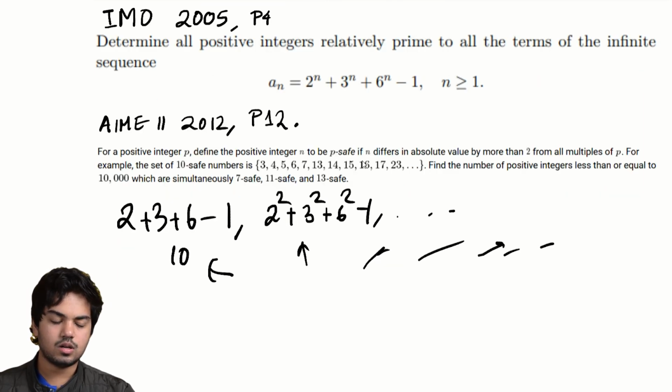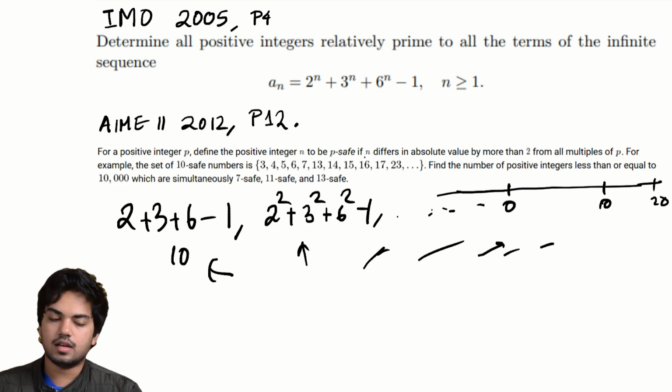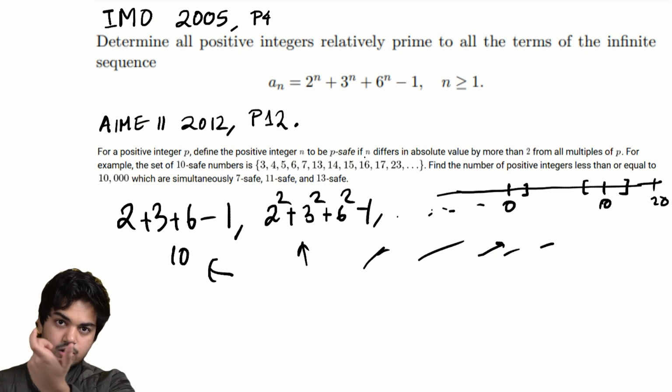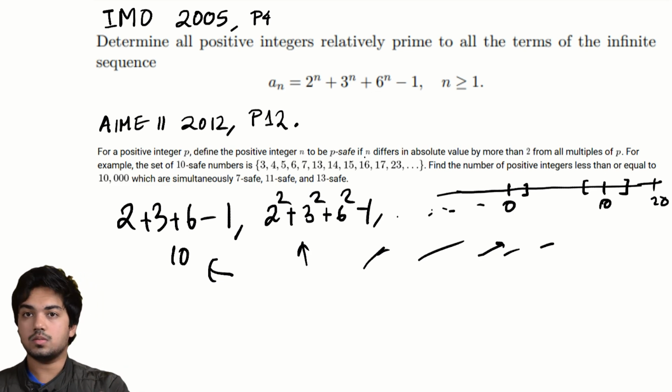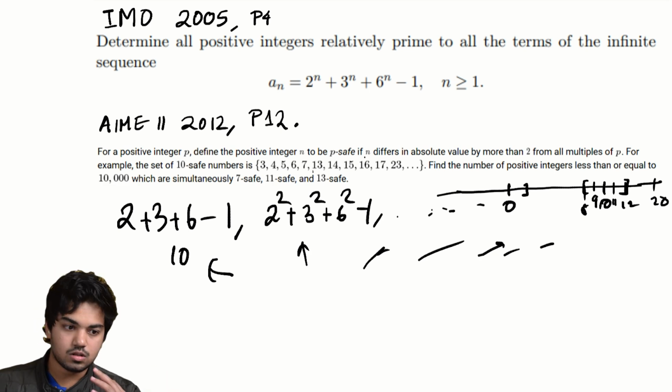So you can think of it as you have the multiples of, say, 10 in this case. So 0 is a multiple of 10, then 10, 20, and we don't really look in the negative direction. A number is called 10-safe if it's not close to a multiple, so in an interval of length 2 around any multiple, you don't want to be there. So for example, 9 won't be 10-safe, 8 won't be 10-safe, 11 won't be 10-safe, 12 won't be 10-safe, which you can see doesn't work.